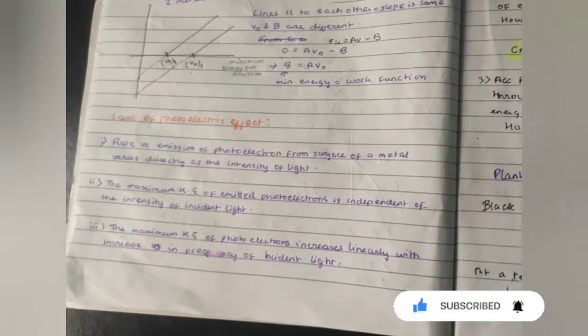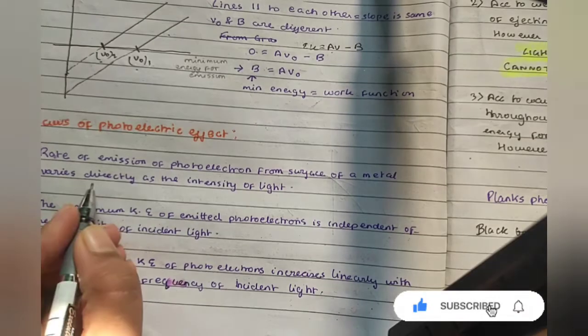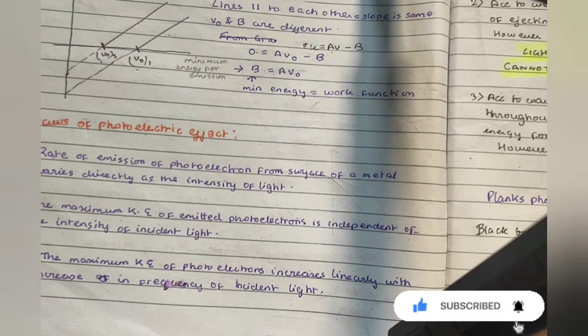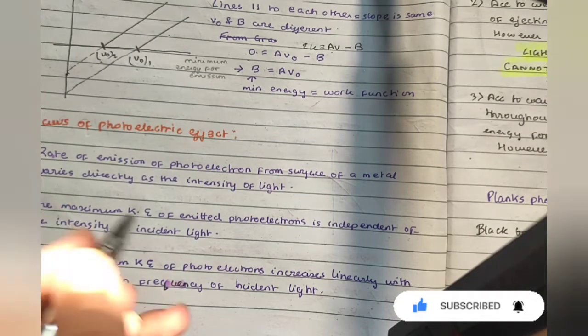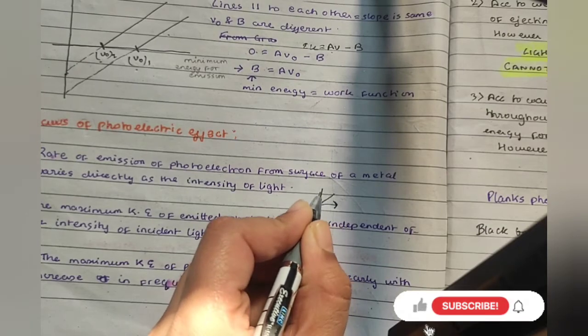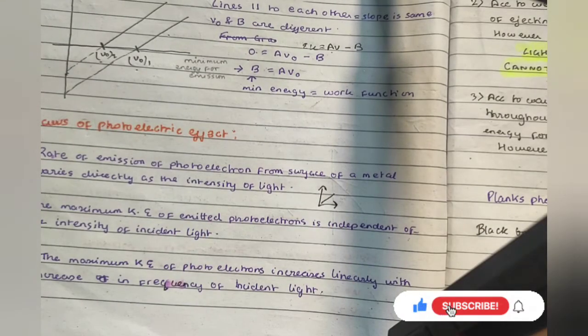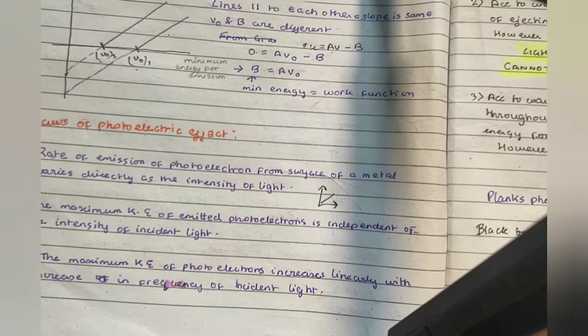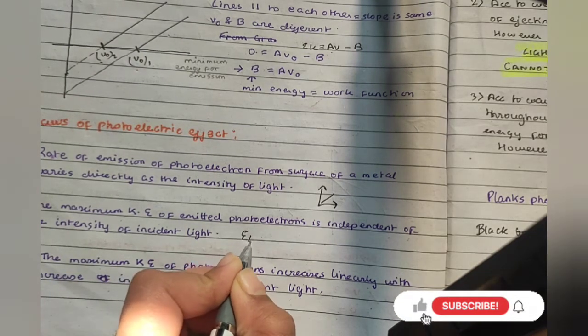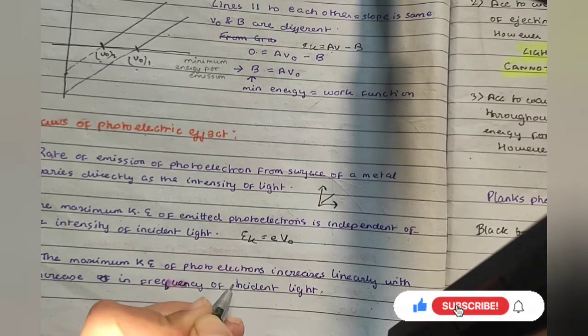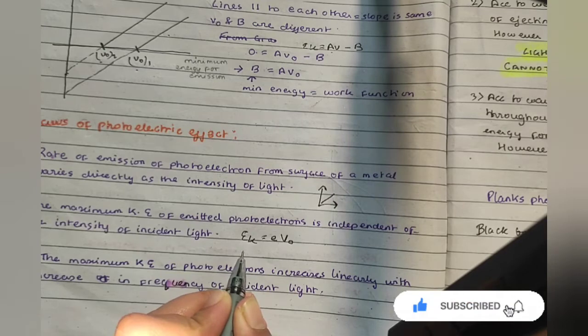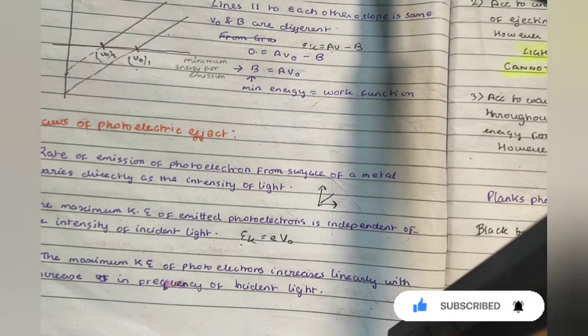The first law is that the rate of emission of photoelectrons from the surface of a metal varies directly with the intensity of light. So this is what we already studied, where we saw the graph which is a straight line like this. The next law is the maximum kinetic energy of emitted photoelectrons is independent of the intensity of incident light. We saw the equation Ek is eV naught. So here we have no relation of intensity of light. That is what the second law states.